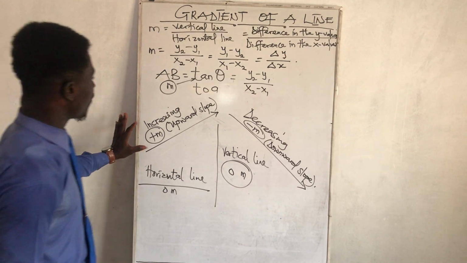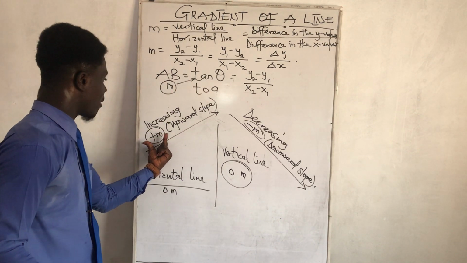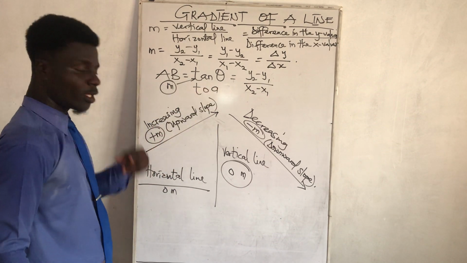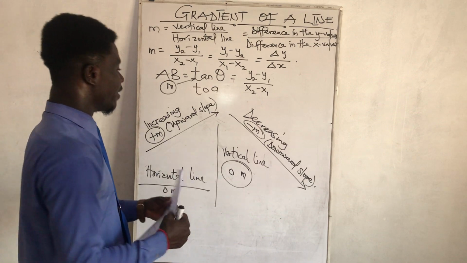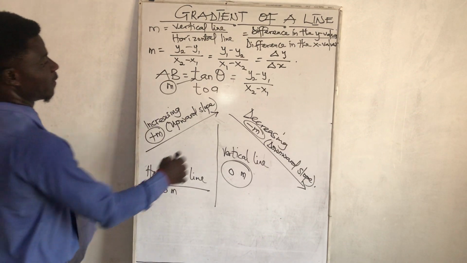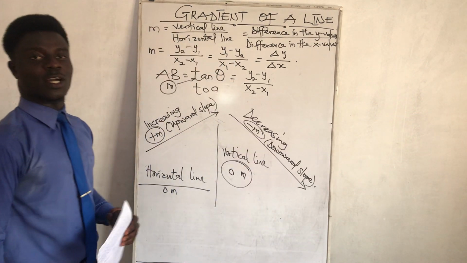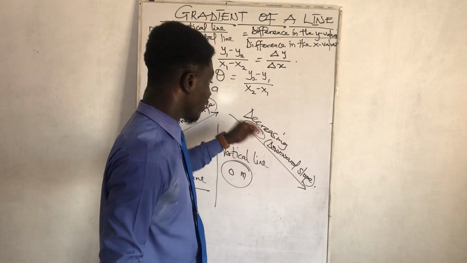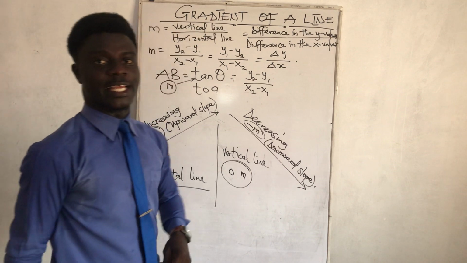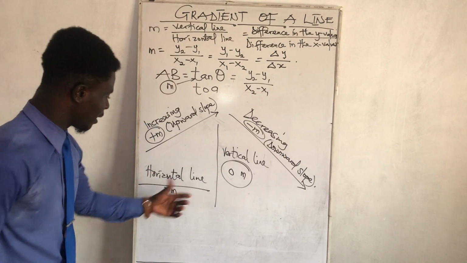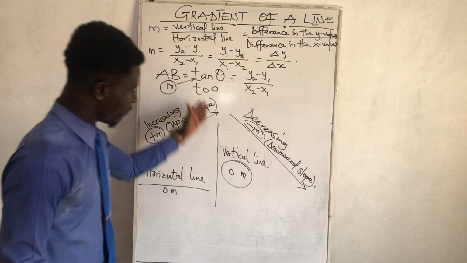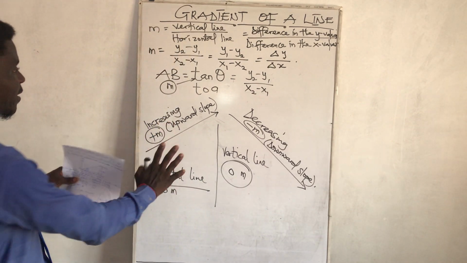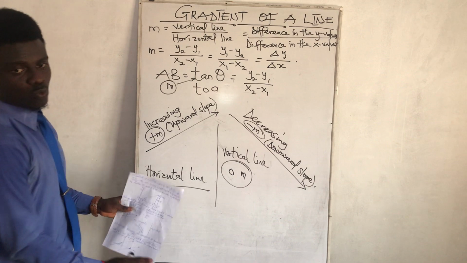So if you have an increasing function, that's a positive gradient or an upward slope, then that means the gradient is positive. Then when you have a decreasing function, it means that the gradient of that line is negative. Then a horizontal line has gradient 0. Then a vertical line is also 0. So please take note of this sketch very, very well.